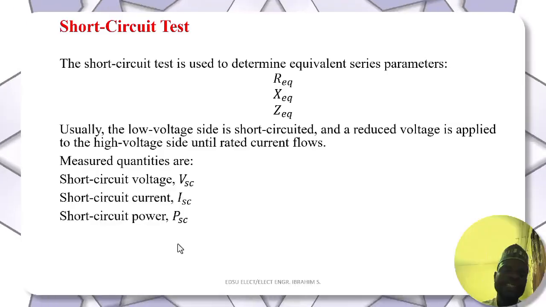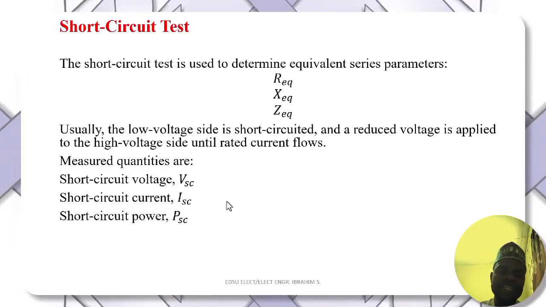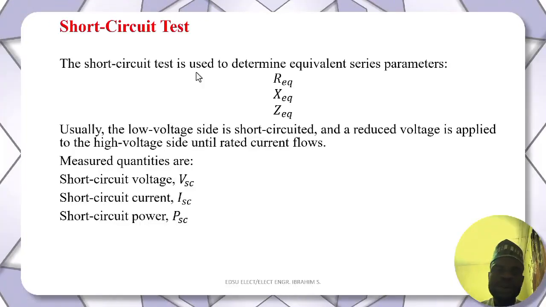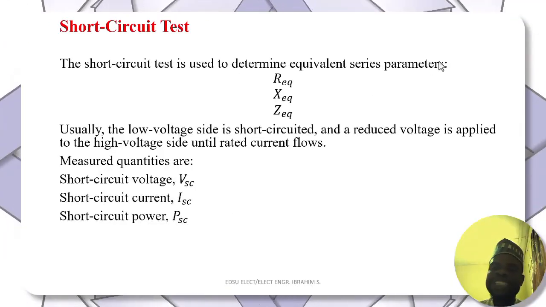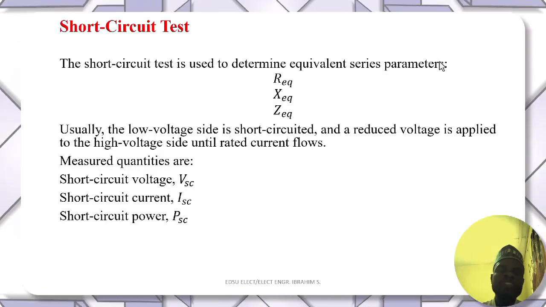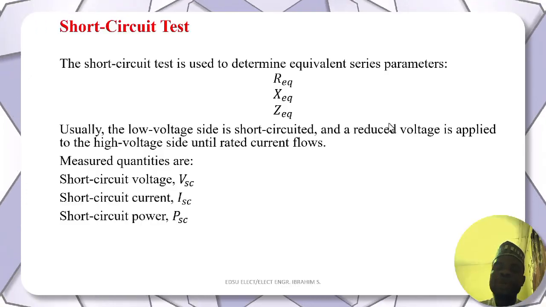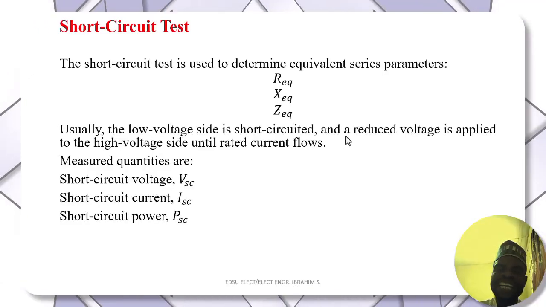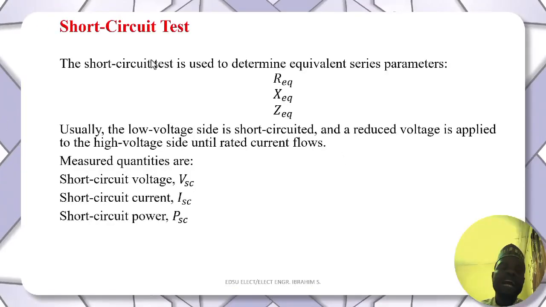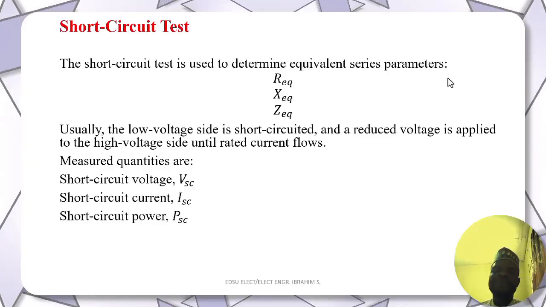Now the other test is the short circuit test, because we say normally we have two types of tests in a transformer: the open circuit test and the short circuit test. The short circuit test is used to determine the equivalent series resistance. For the open circuit test, we use it to determine the shunt parameters, the parallel part, which is the magnetizing part. And the short circuit test we use to determine the equivalent series parameters.